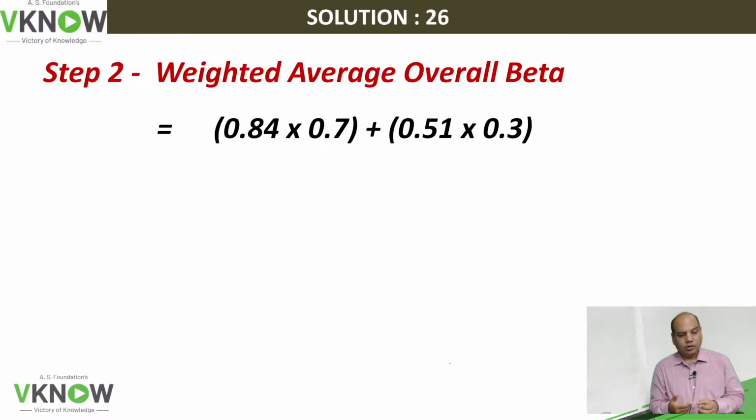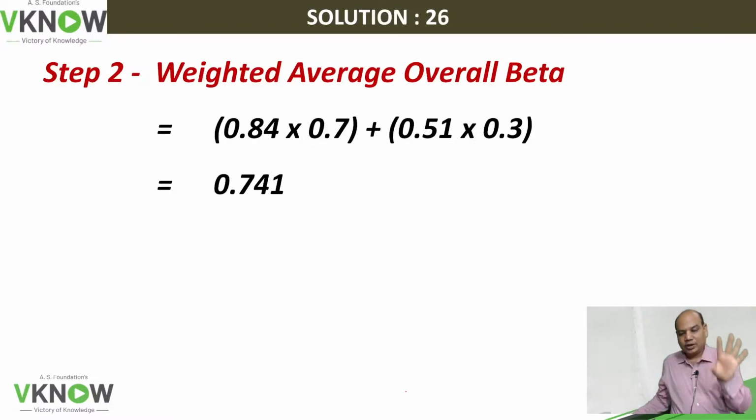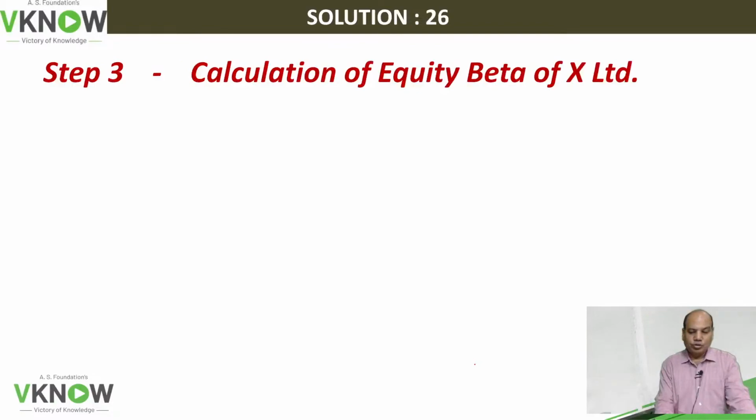This is a new type of question. Please reply. 0.741. This is the overall beta of the industry on an average. Using it, we can now find the beta of equity of this business which X Limited is going to start.